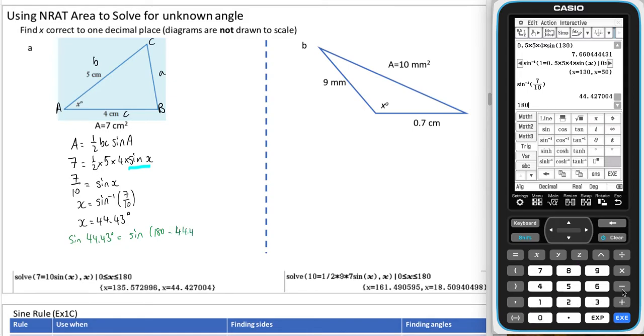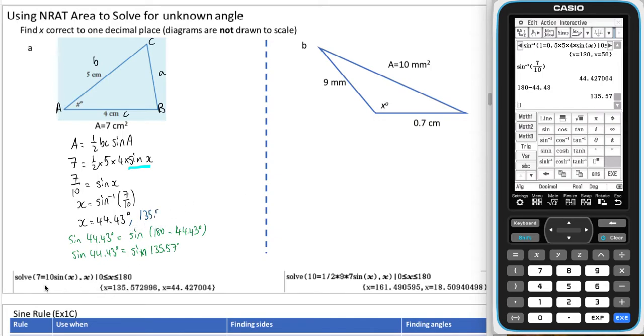180 minus 44.43 degrees is 135.57 degrees. So we know that sine 44.43 degrees is also equal to sine 135.57 degrees. Okay, hang on. So therefore, I don't have one answer, I've got two answers popping out, because both of these are reasonable, right? I can absolutely have both of these. So I want to put both of these answers down and confirm with my ClassPad.